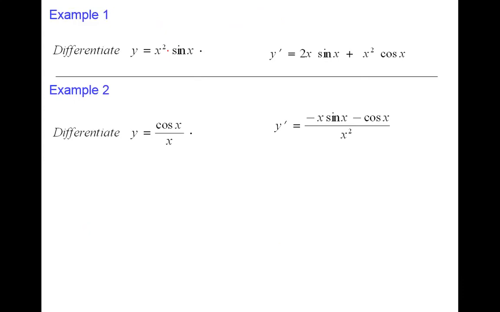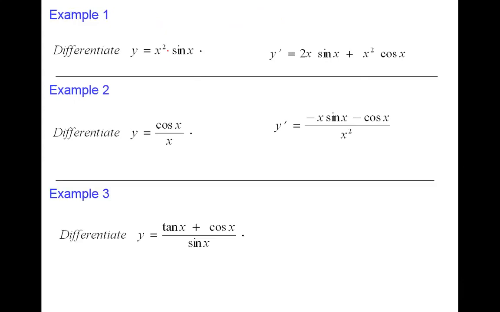Okay, and I think I have one more. Tangent of x plus cosine of x over sine of x. This one, if I have only one term in the denominator and an expanded form in the numerator, I will try to simplify. That means I can write tangent over sine of x and cosine of x over sine of x.